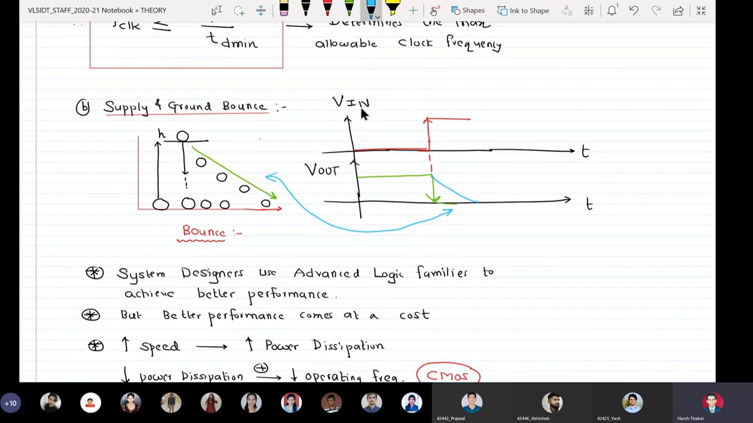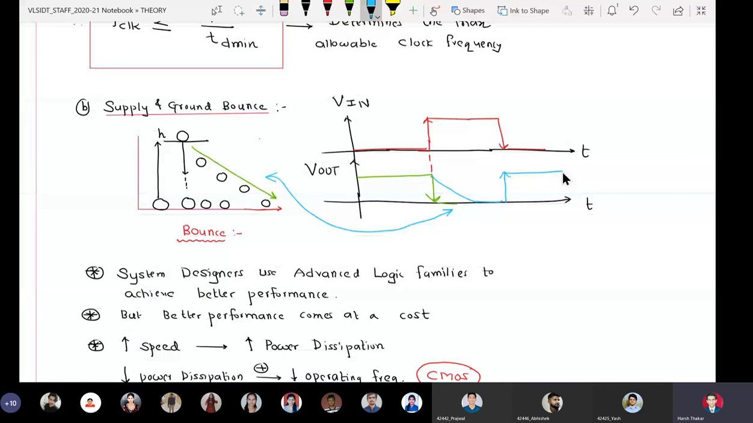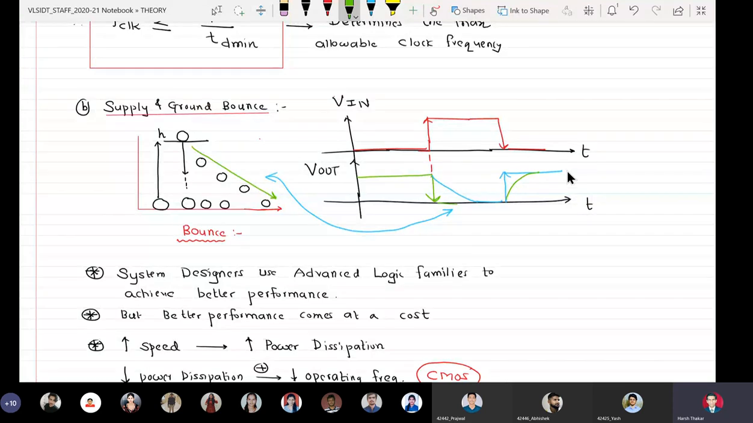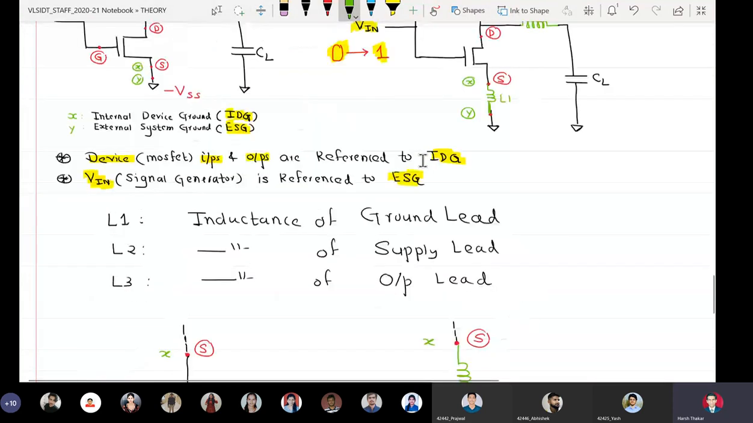Similarly, if I take a case where Vin is going from 1 to 0, like this, naturally the output has settled, so it is supposed to immediately go from 0 to 1, but actually it doesn't, it will go like this, a reverse bounce kind of a thing. We will see how it happens in the circuit.